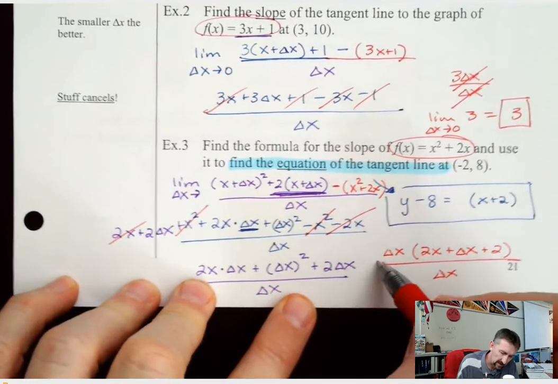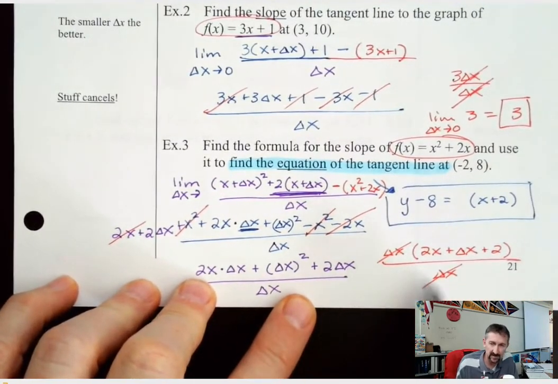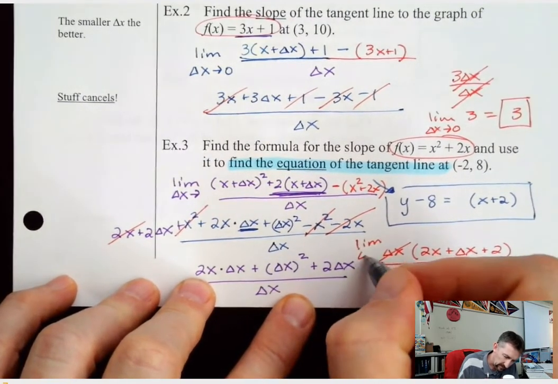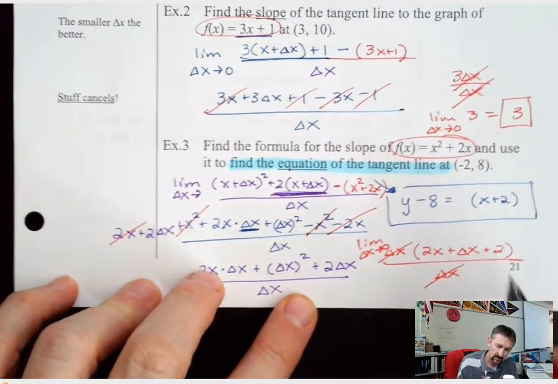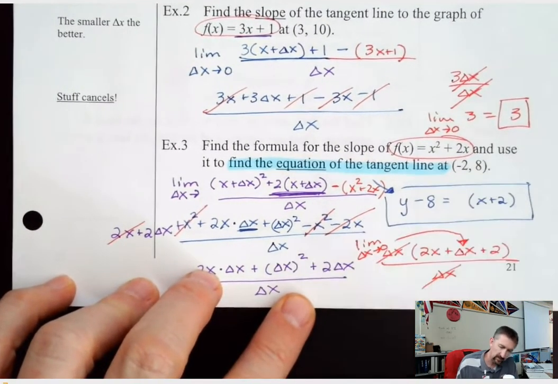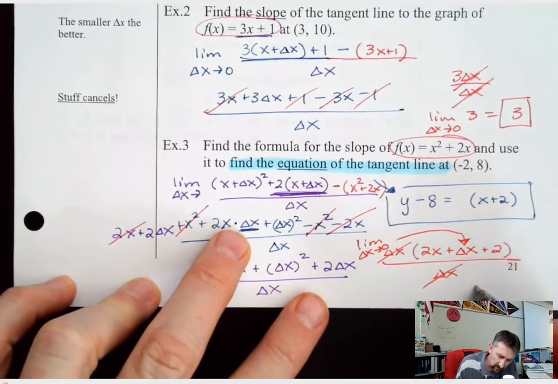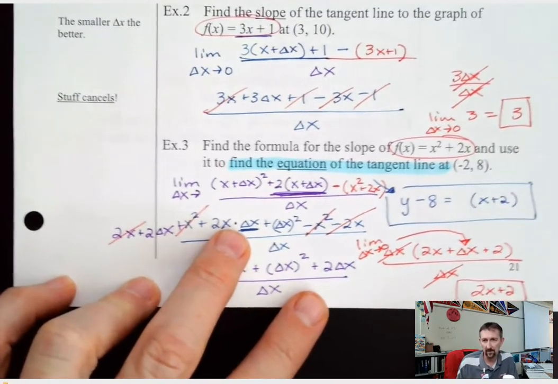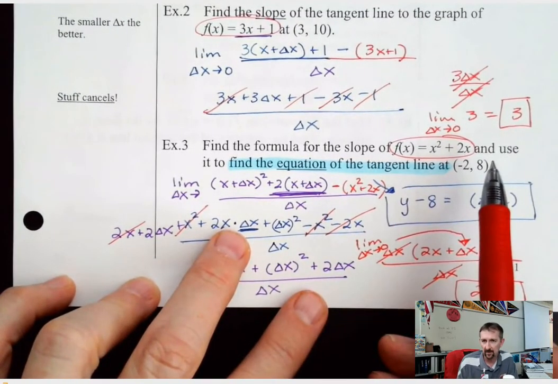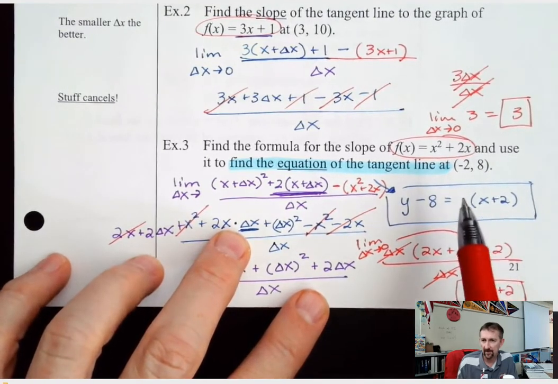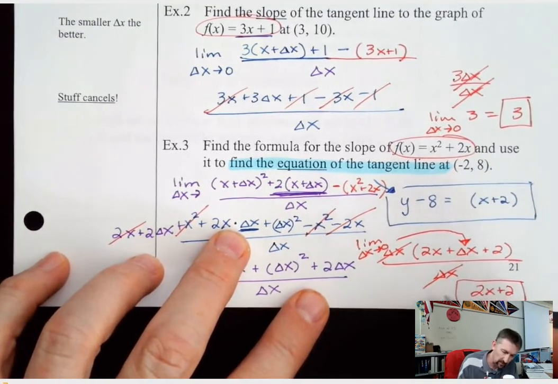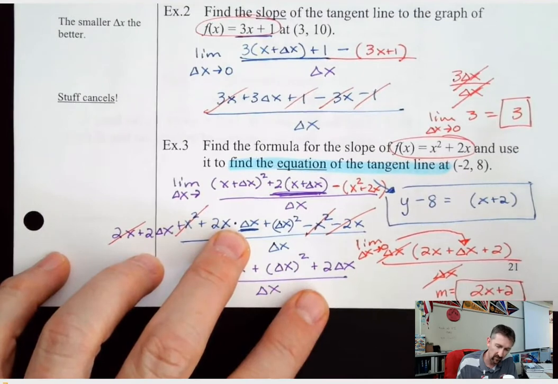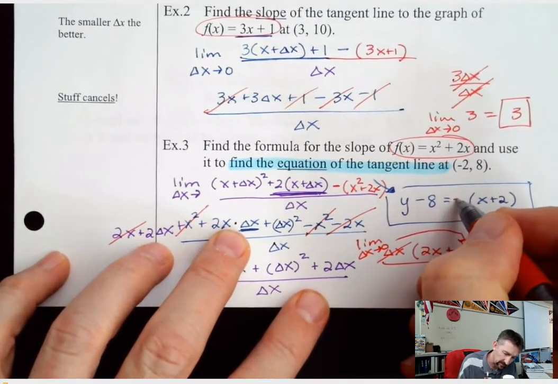So now that delta x will cancel. We said earlier that that delta x should always cancel out. Now we're taking the limit as delta x approaches 0, so this is going to approach 0. That's just going to leave us with 2x plus 2. So that's the formula for the slope of the tangent line. Now we can use that formula to find our slope. So the slope is equal to 2 times x plus 2. So 2 times negative 2 would be negative 4, plus 2 would be negative 2.